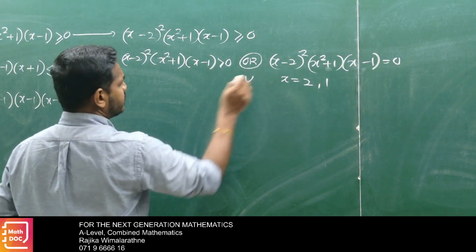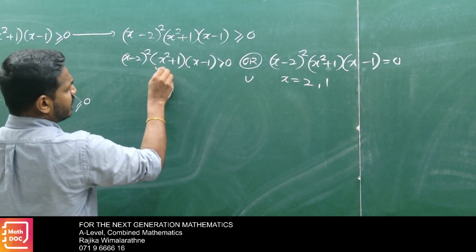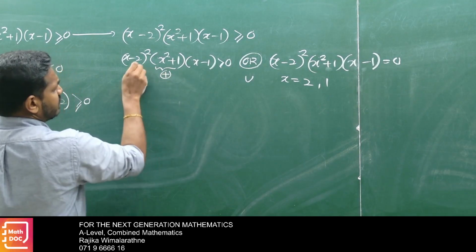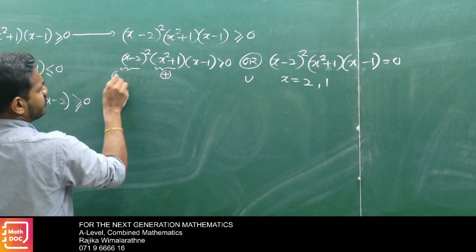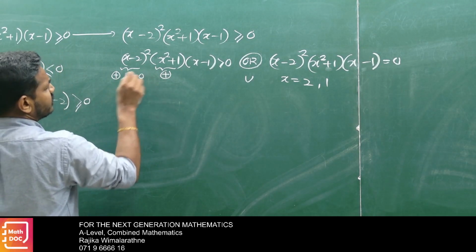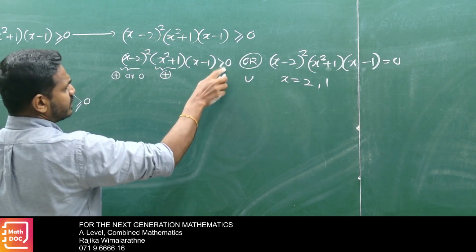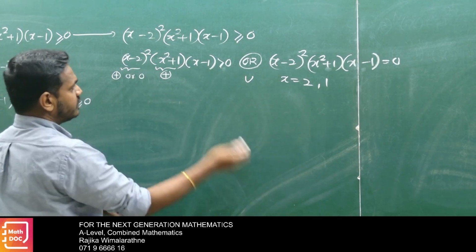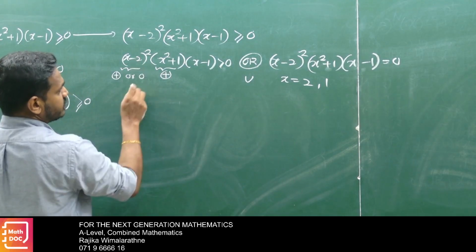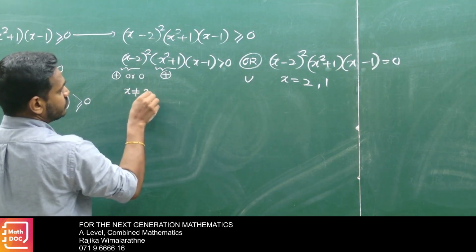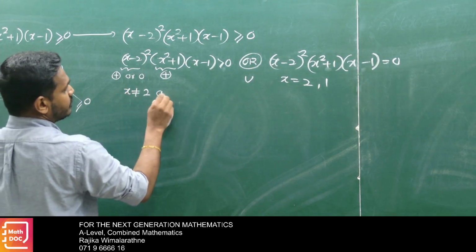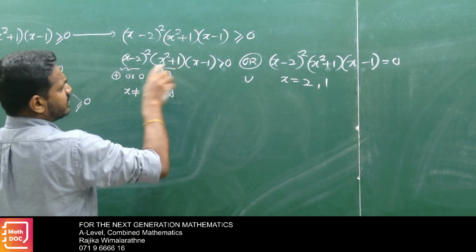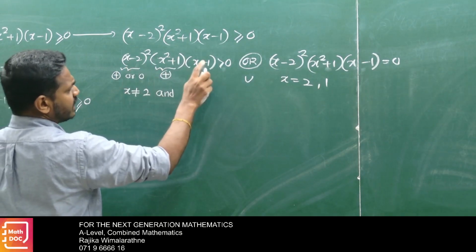Operation means union. Here this is completely positive, but here positive or 0. Then we don't have equality here, we have completely separated, no? Then we can't get 0 value, then definitely x not equal to 2. And then positive, positive, here you take only this part.